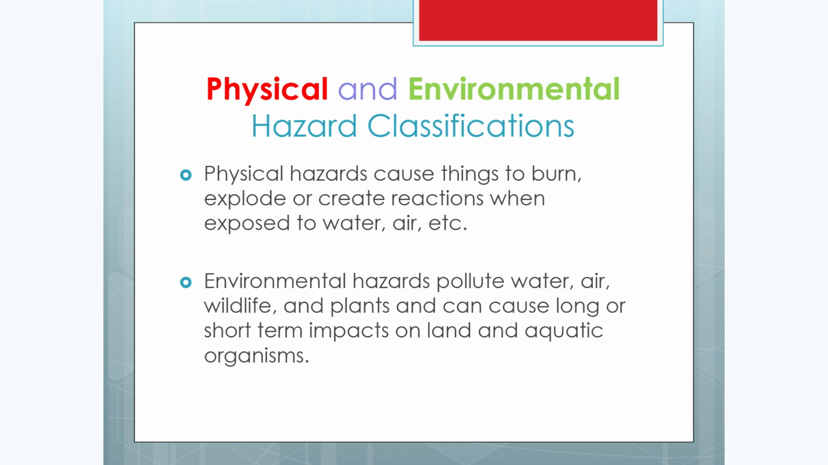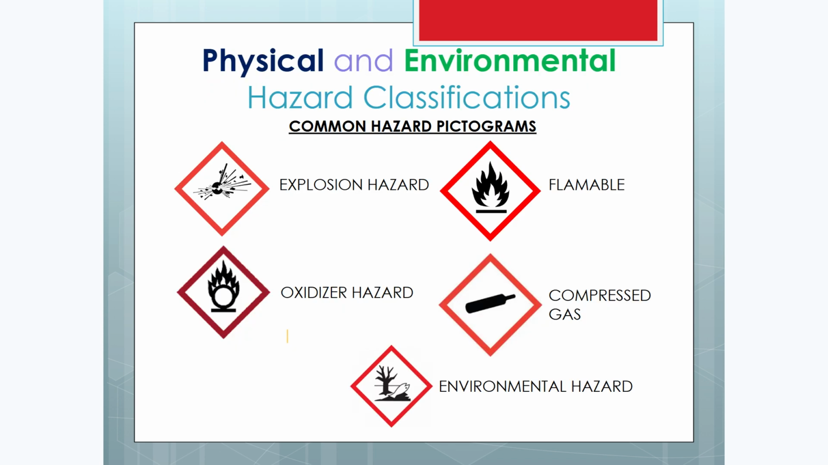Now, outside of health hazards, we also have physical and environmental hazards. A physical hazard can be thought of as anything that causes things to burn, explode, or create reactions when exposed to water or air. Environmental hazards would be any chemical that can pollute the air, water, wildlife, and plants, and cause long-term or short-term impacts on the land and aquatic organisms.